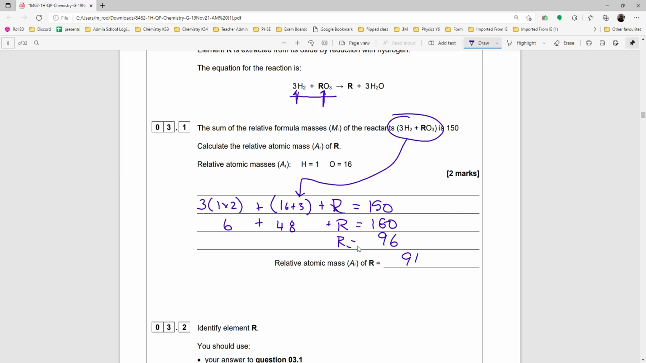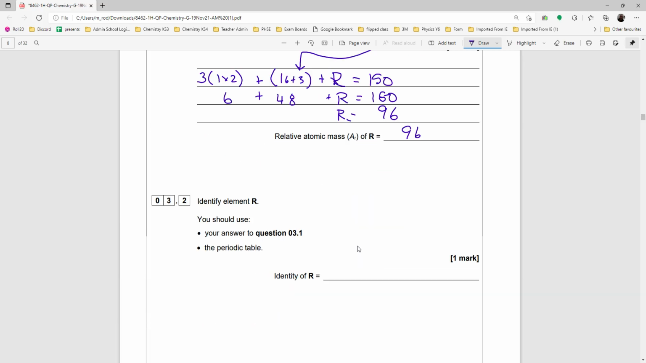Brilliant. Now, I just need to look on my periodic table for the next question, identify element R, and I'm looking for which one has an atomic mass of 96, which is going to be molybdenum.